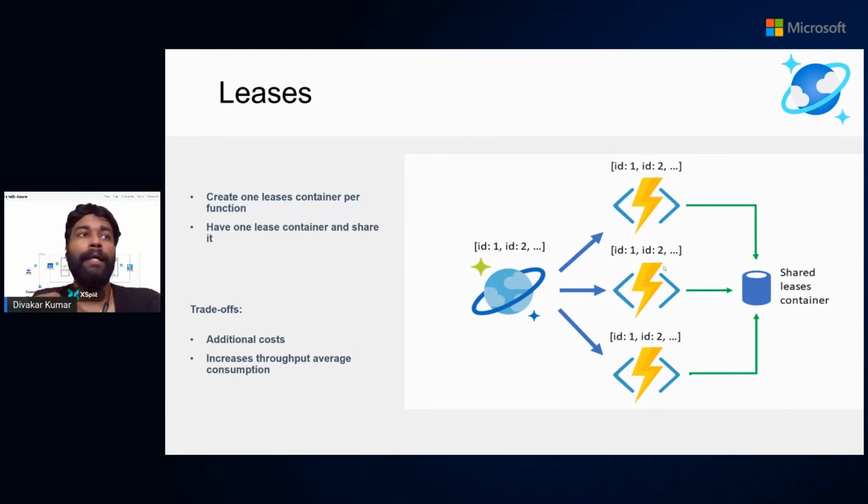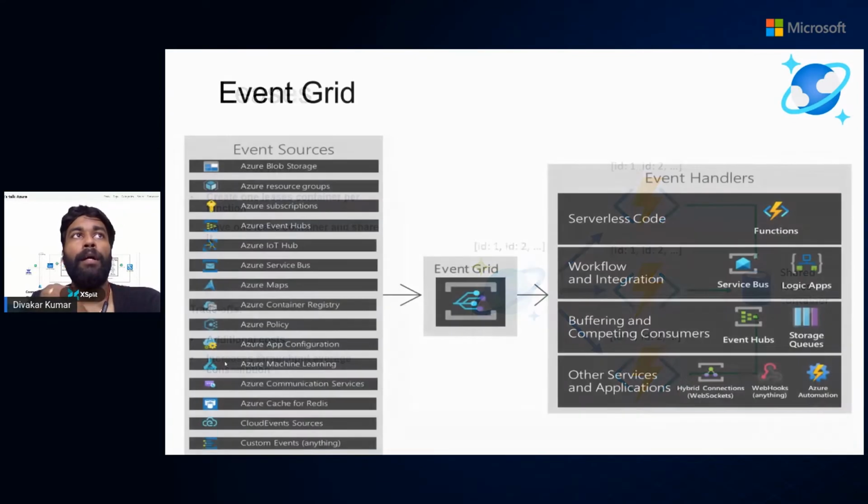So you might reach this situation where you need to increase the throughput average consumption. That again is also going to cost you some amount, where you need to reconsider increasing the throughput for the particular container. So the other alternative for going about this is using the Event Grid solution.